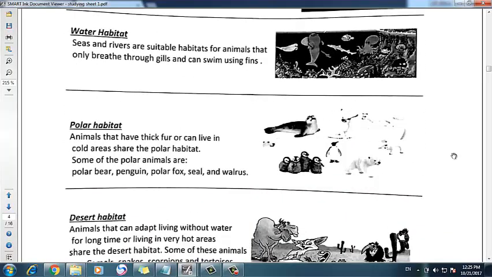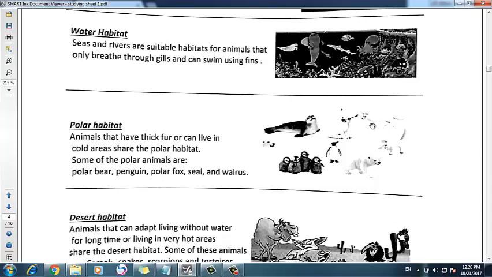Another habitat is the polar habitat, the habitat where there is a lot of ice, an icy place, a place that's full of ice. And in this habitat we have animals like polar bear, penguin, polar fox, seal, and walrus.